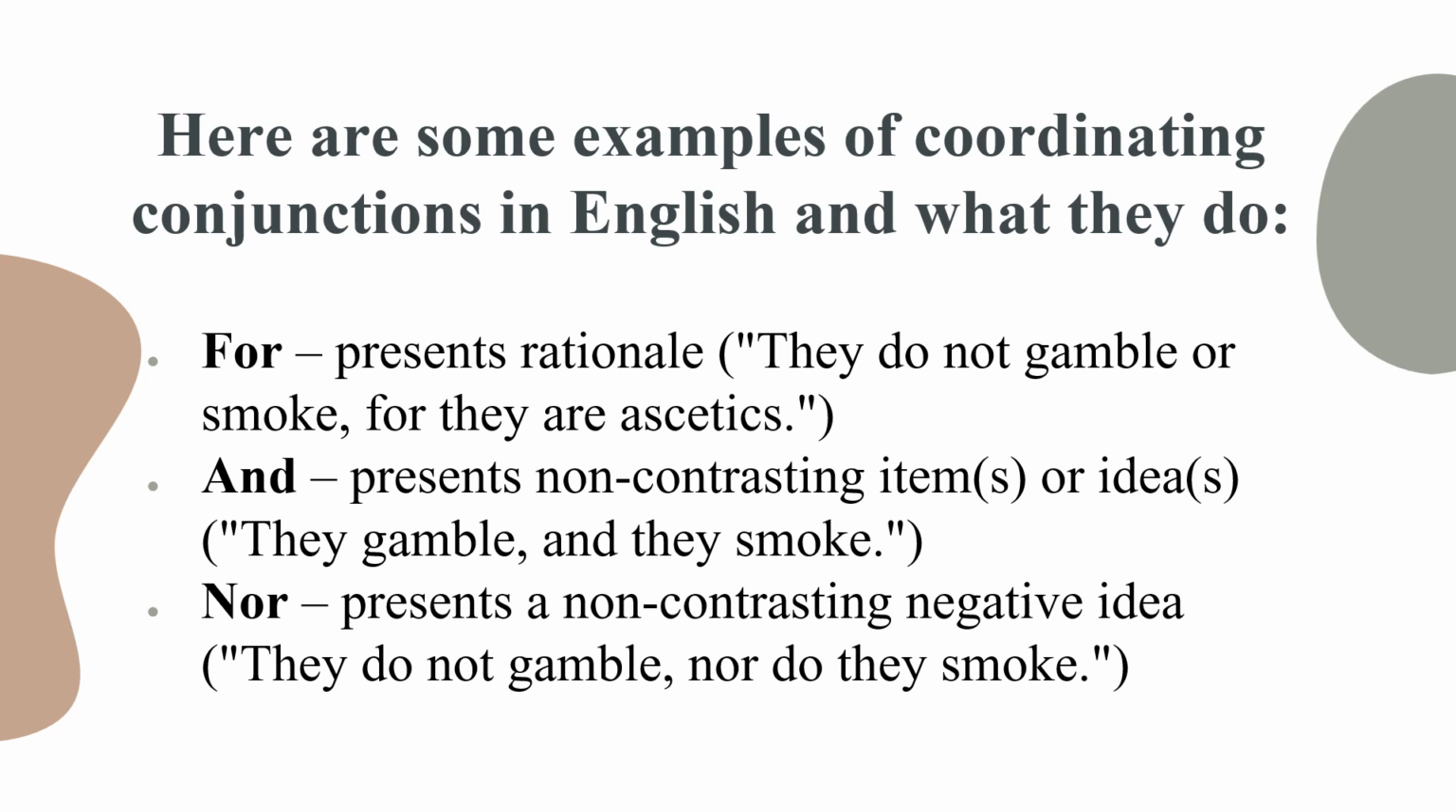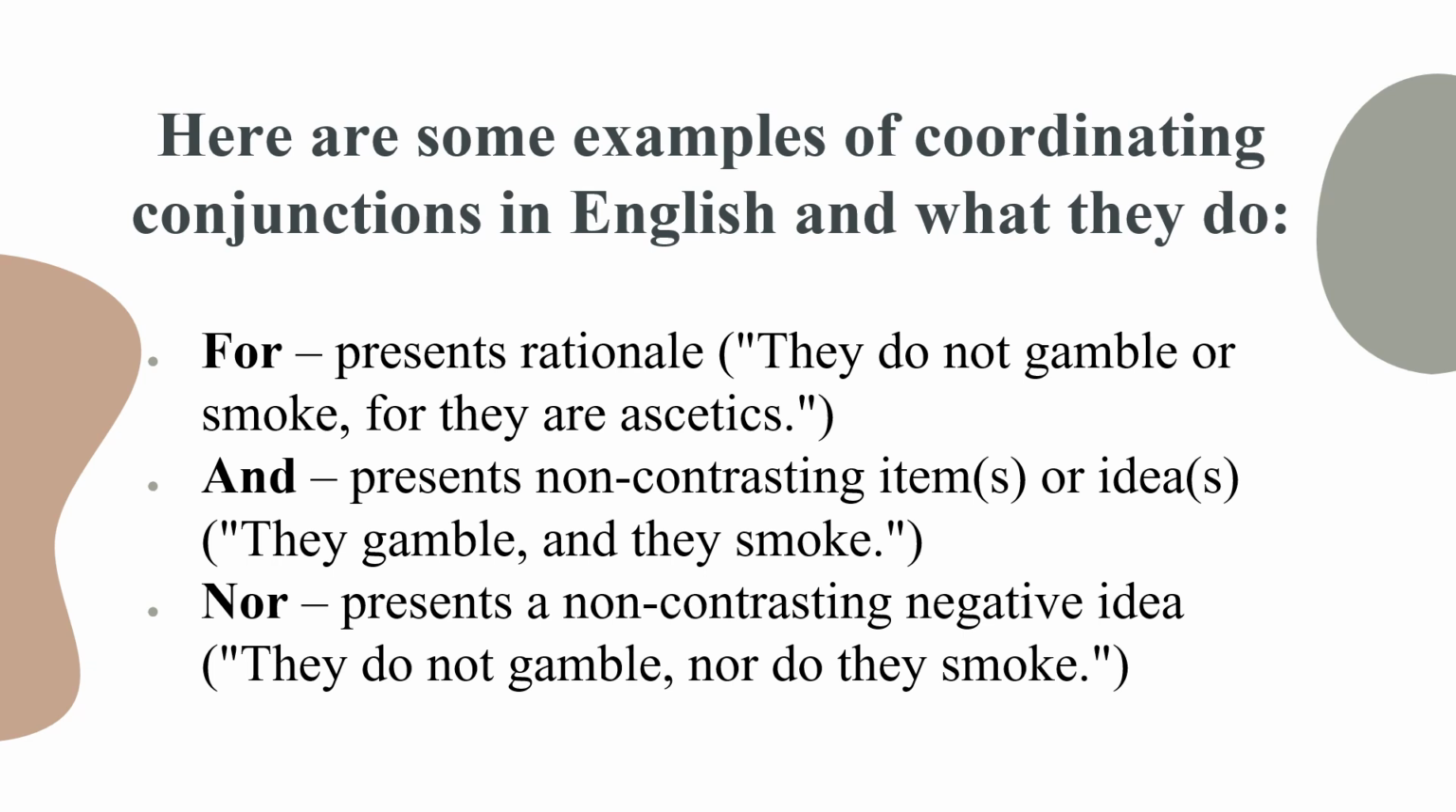So first we are getting the sentence, a complete sentence, "They gamble," and another complete sentence, "They smoke." These two complete sentences or independent clauses have been joined by the coordinating conjunction "and." They represent a non-contrasting theme. "They gamble, so they smoke." So the idea is pretty clearly represented.